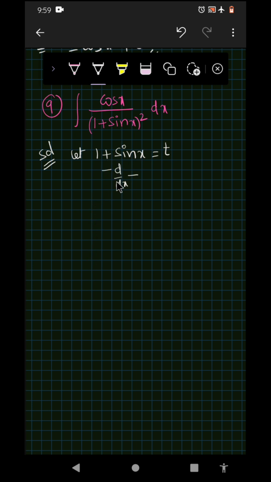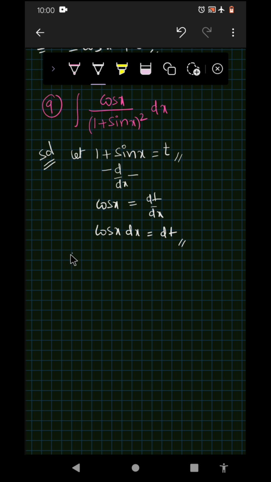We get that here d by dx of 1 is 0, and d by dx of sine is cos x, is equal to dt by dx. So now look at here, cos x dx is equal to dt. So cos x dx is equal to dt and 1 plus sin x is taken as the t. So we have the value of 1 plus sin x and cos x dx. Substitute both in the problem.